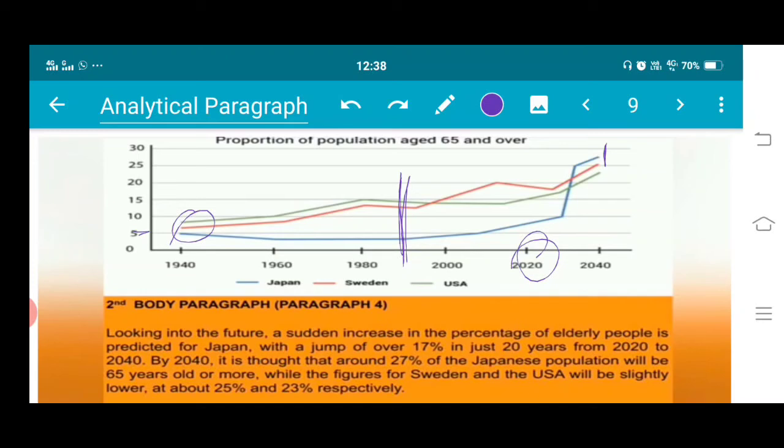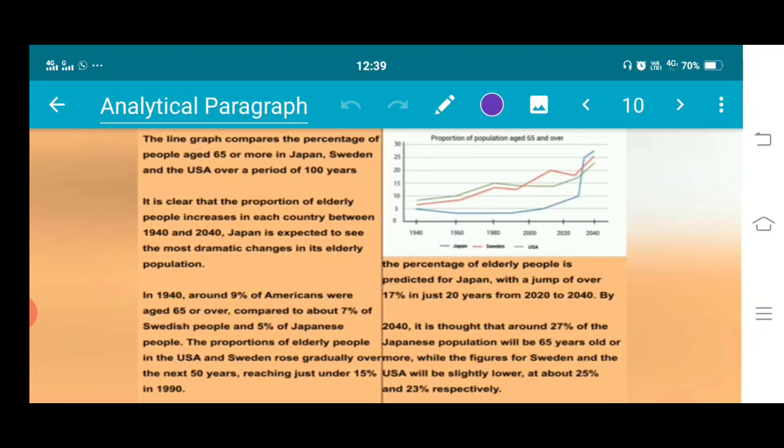Okay, Japan is growing gradually and at the top, but in Sweden and the USA the growth is slightly lower, at about 25% and 23% respectively. And that's all. This is the complete explanation of the graph we have done. So that's how we have to do the analytical paragraph. Okay, now let's see the full conclusion of what we have done in our complete paragraph. So let's read all the 4-5 paragraphs we have done.